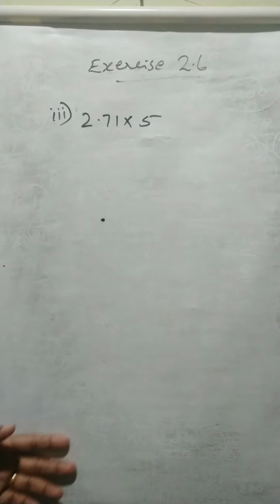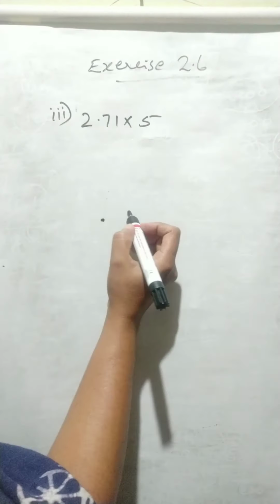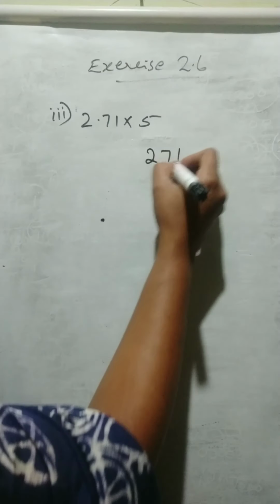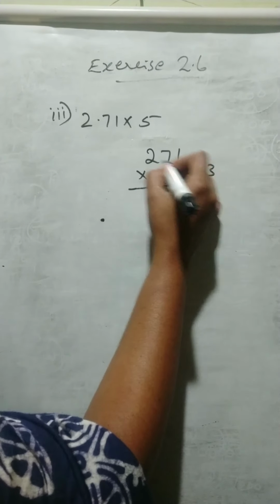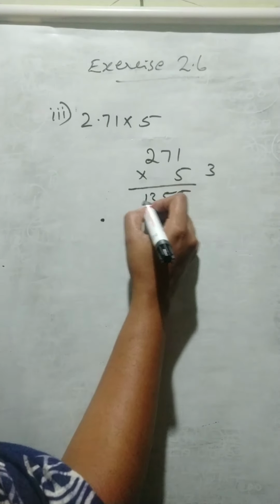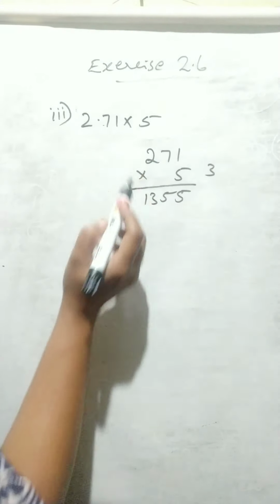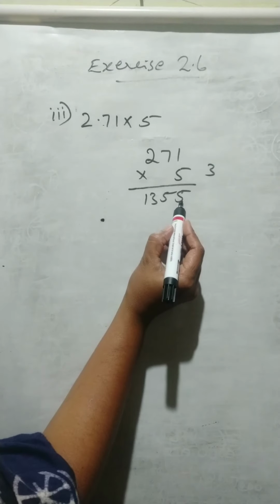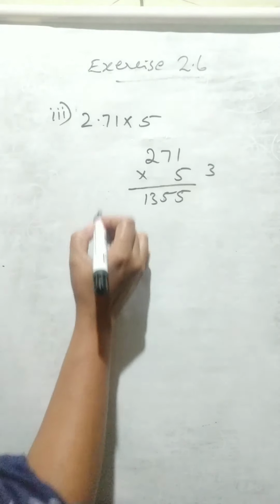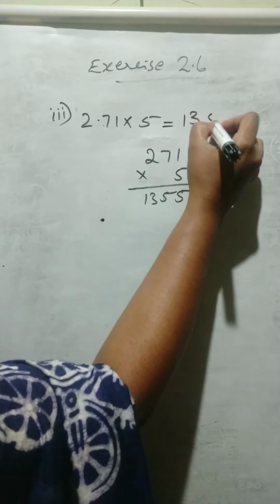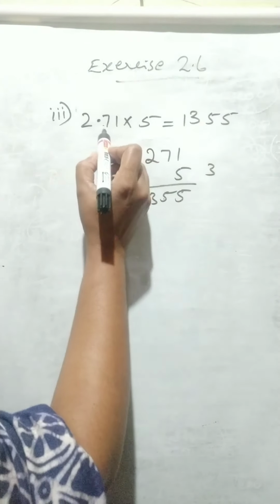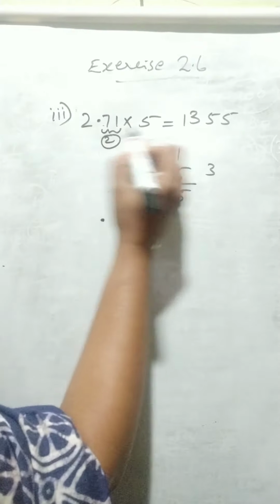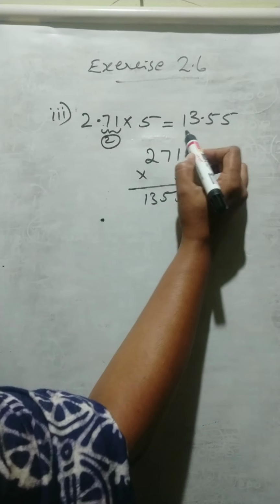Third question is 2.71 multiplied by 5. That is 271 multiplied by 5. 5 times 1 is 5. 5 times 7 is 35, so 5 is there and carry 3. 5 times 2 is 10, 10 plus 3 is 13. So we get 1355. But in our question 2.71, 2 decimal digits are there. So in the product 2 decimal digits will be there.